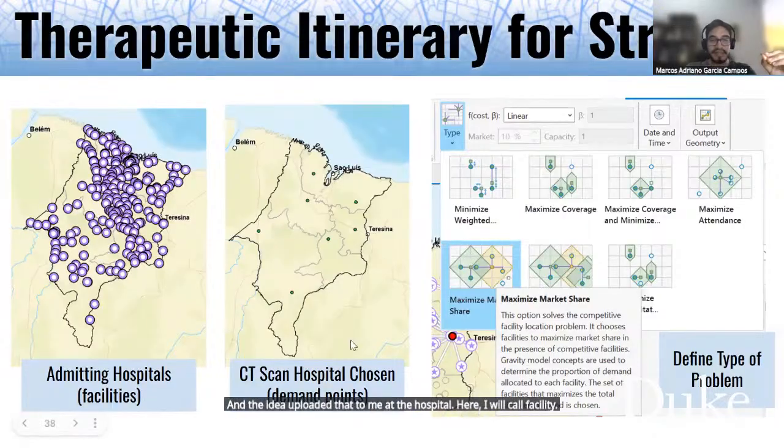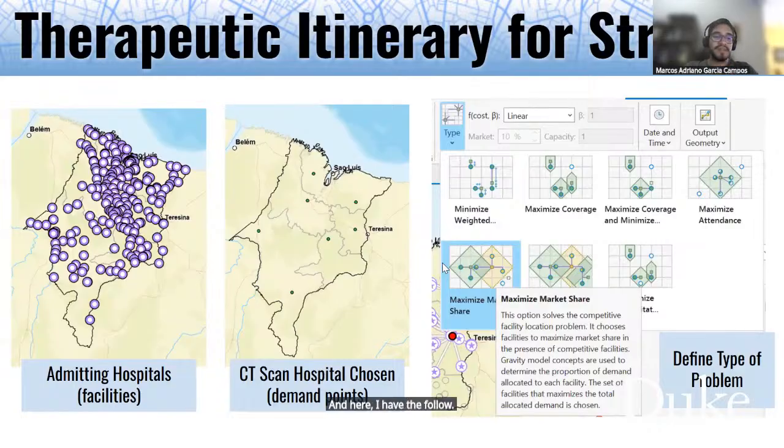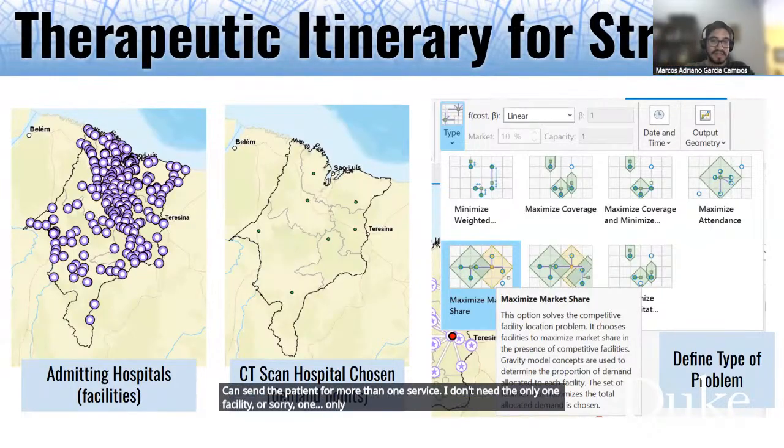And my demand point will be CT scan hospital chosen, not all the hospitals, but just the 7 hospitals I defined in the analysis before. And here I have the following: one admitted hospital can send the patient for more than 1 service. I don't need only 1 facility, only 1 CT scan hospital.